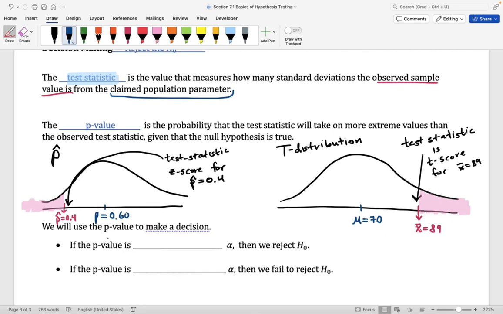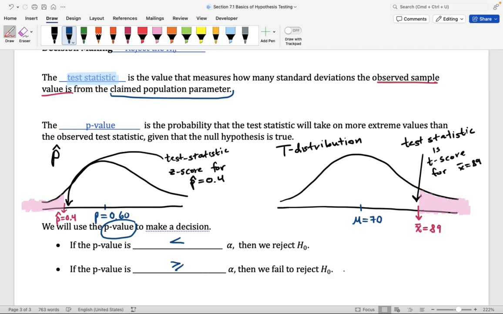It's really important for us to have the p-value because the p-value is going to help us make a decision. If the p-value that you found is less than alpha, then you're going to be rejecting the null hypothesis. If the p-value is greater than or equal to alpha, then you're going to fail to reject the null hypothesis.